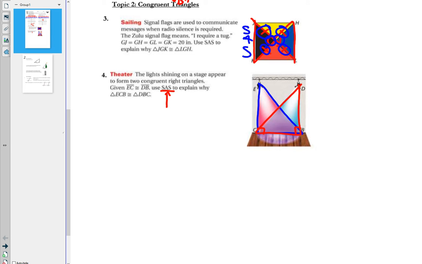Now, what would you explain? Well, if I were to call this light 1 and light 2, the distance from light 1 to light 2 is the same as from light 2 to light 1. Reflexive property. Like this side down here is a shared side by reflexive. And then because they gave you information that says that those two are the same, that's why this would be side angle side. And then you would just try to write some narrative along those lines.